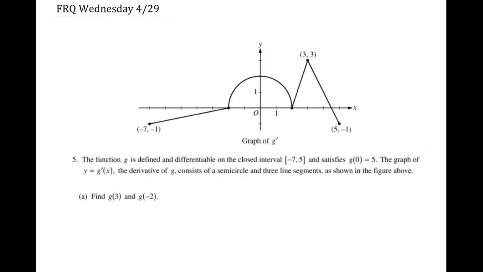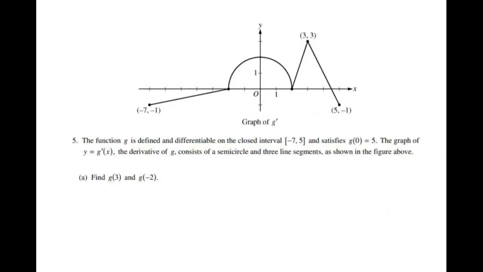For this FRQ, we have a graph of the derivative, and for part A, we're looking for g of 3 and g of negative 2. Conveniently, we're given g of 0 equals 5, so we'll use that, because g of 3 is actually g of 0 plus the accumulation, or the integral from 0 to 3, of g prime of x dx. We know g of 0 is 5 because it's given to us. For the integral from 0 to 3, we'll just find the area under the curve of this graph of g prime.